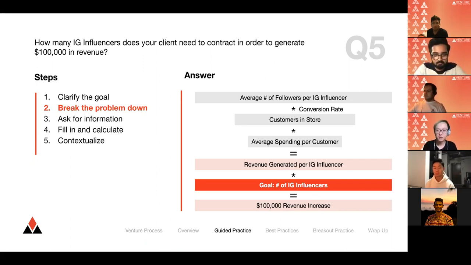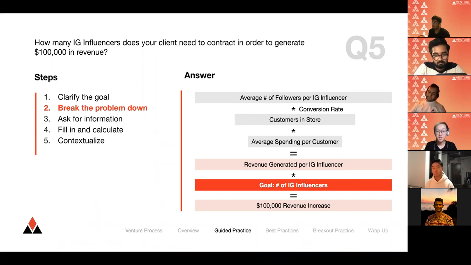In order to get the revenue number, we might start with how many followers an influencer has, and what the conversion rate is, so how many of those followers will actually become customers in the store. And among those customers, how much might they spend on average? So you'll present this as an approach to the problem, like an equation almost: here's how I'm thinking about it.